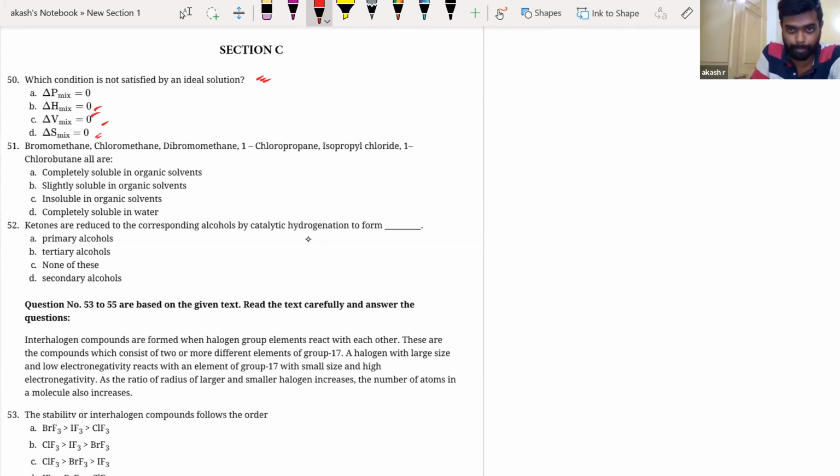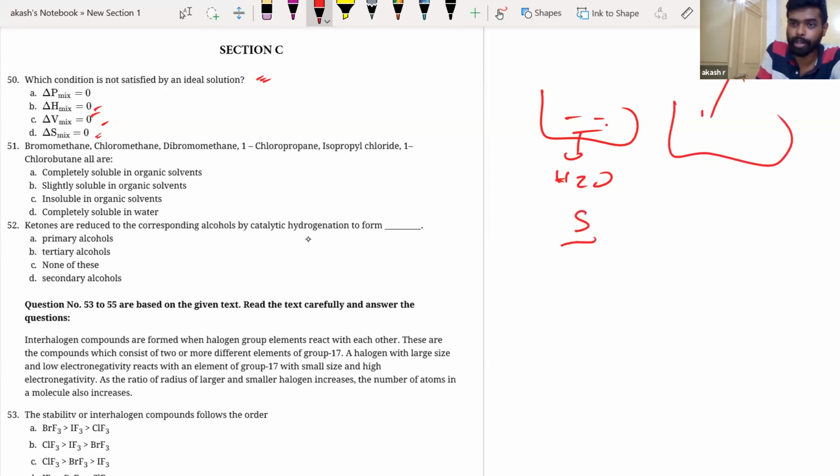For example, say I have water. It has some entropy S. Now when I dissolve NaCl into water, definitely this would have changed to S1, because I will have ions, different kinds of movements, and randomness will vary. So definitely delta S mix cannot be 0.